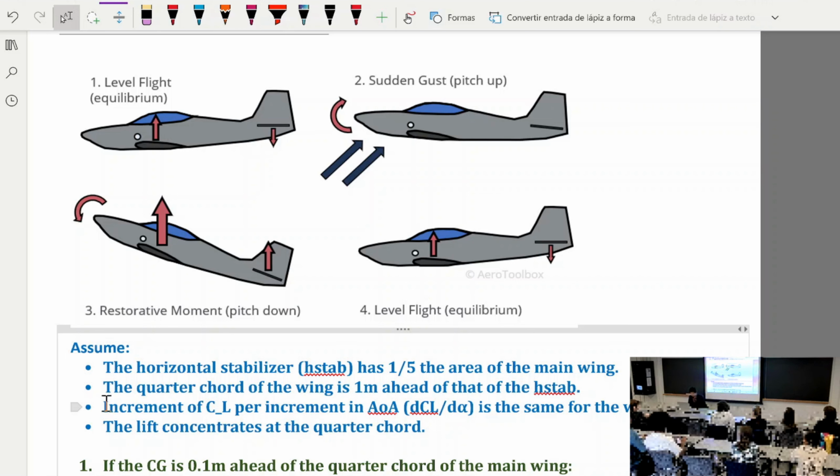Okay, and here we assume the lift actually concentrates on the quarter chord for both the wing and the horizontal stabilizer. And next week we'll explain this is not exactly the case, but in this example we'll just assume that's the case. And the increment of lift coefficient per increment in the angle of attack of the airplane is the same for the wing and the horizontal stabilizer.